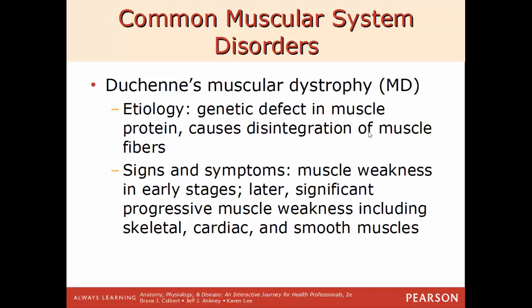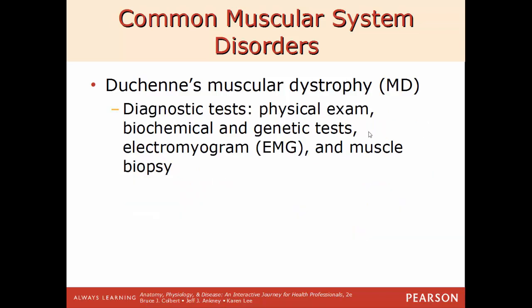Muscular dystrophy, or Duchenne's muscular dystrophy. Etiology: this is a genetic defect of a very particular muscle protein, a protein that helps keep the muscle fibers together during contraction. Some common signs: muscle weakness in the early stages, and as you get later on, a progressive muscle weakness, including skeletal and cardiac and smooth muscle. Diagnostic tests for MD: physical exam, genetic testing, biochemical testing, EMG, and also a muscle biopsy.